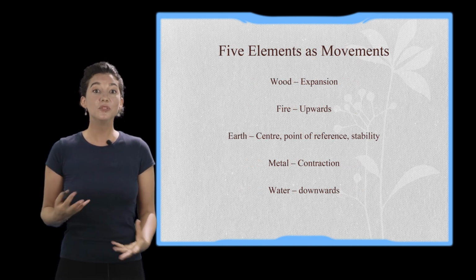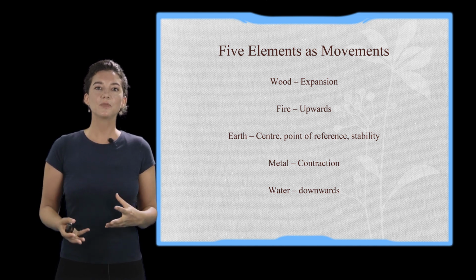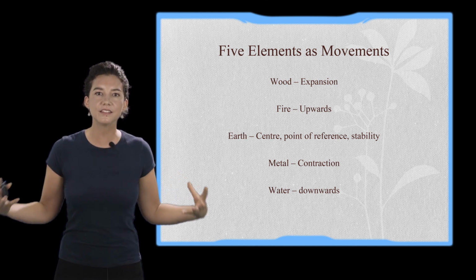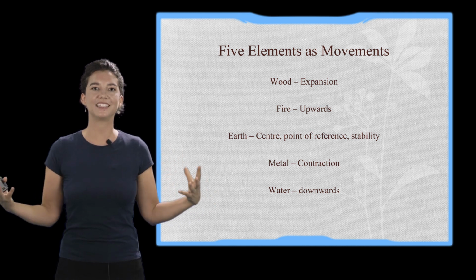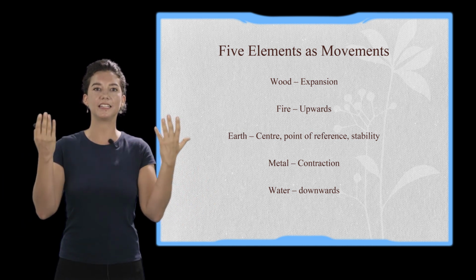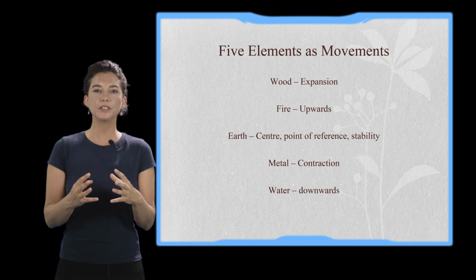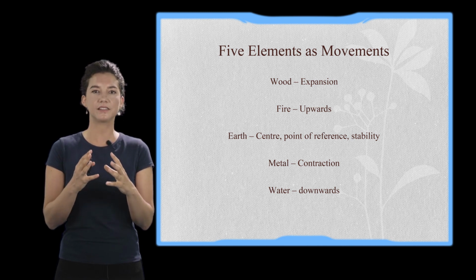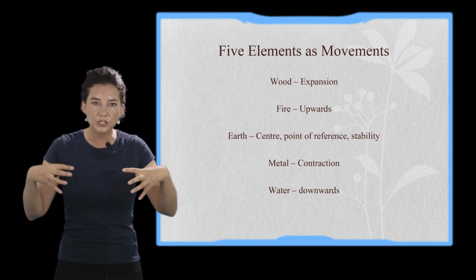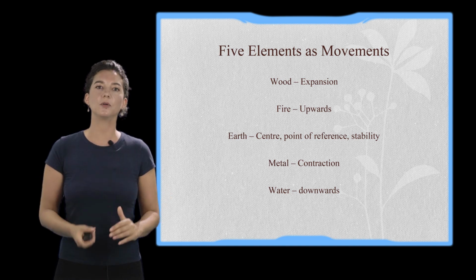Also, there are movements within these 5 elements. So wood is seen as the expansive energy, this outward energy. Fire is the upward energy. Earth is the center point, this point of reference and stability, which is still. And then metal is contracting, and water has a downward energy.